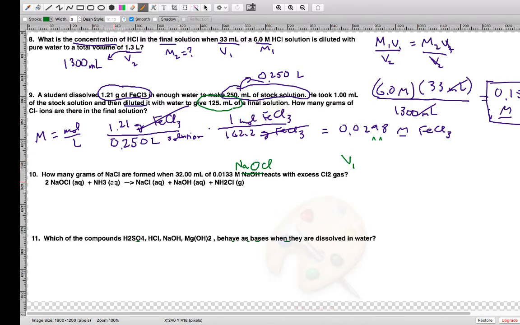Okay. This should be a gas. Well, no. This shouldn't be a gas, actually. This should be NH3. This equation is what you get when you mix bleach with ammonia.